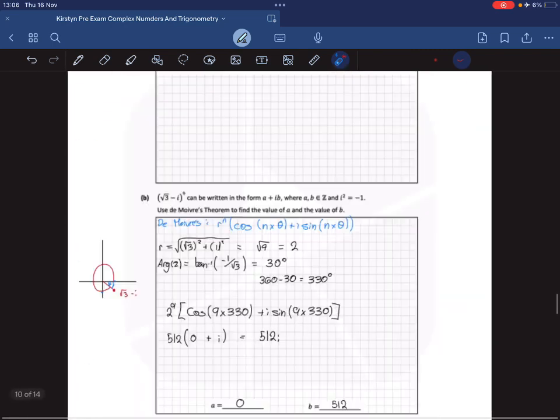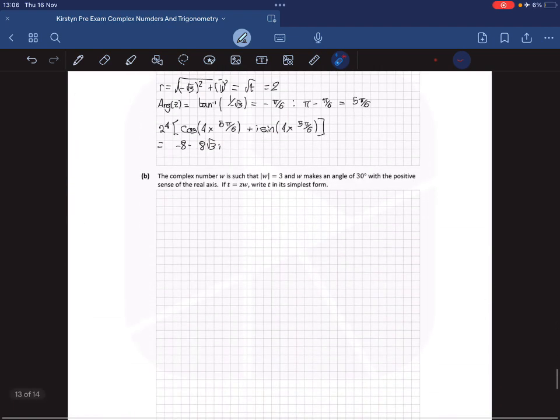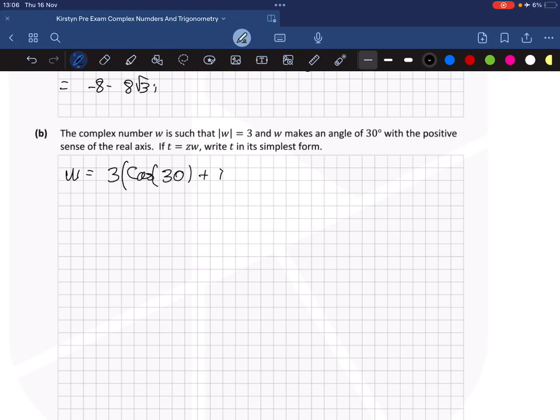So, all the way back down, we know that w is going to be equal to 3, which is the length of the radius, or the modulus. And inside of it, it's going to be cosine of that angle, 30 degrees, plus i sine of 30 degrees.